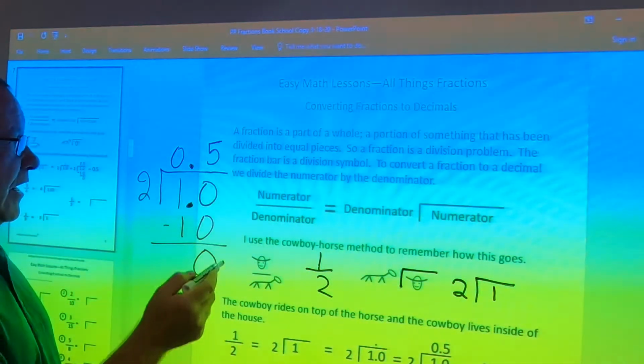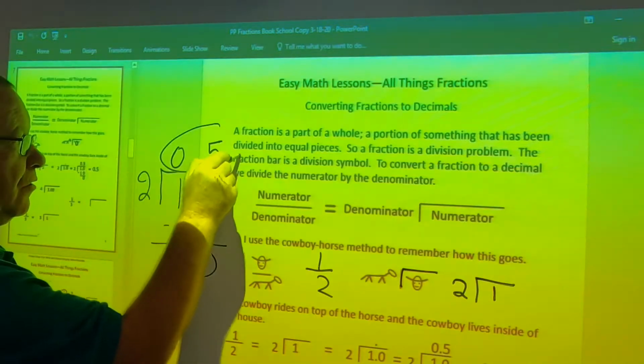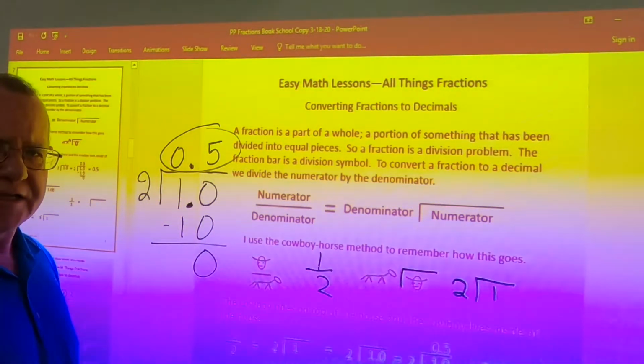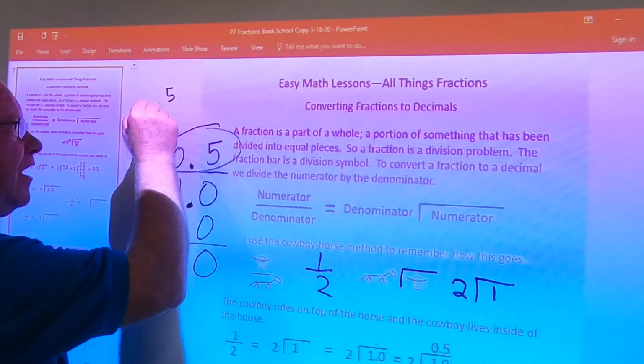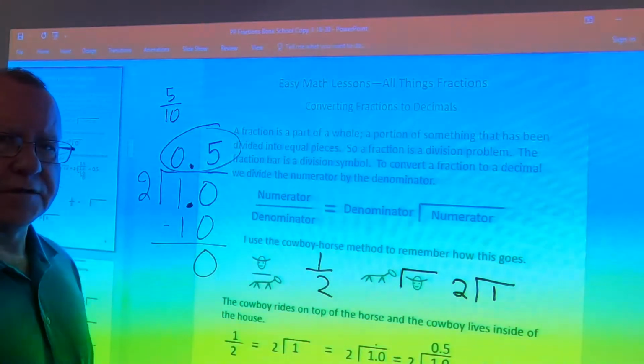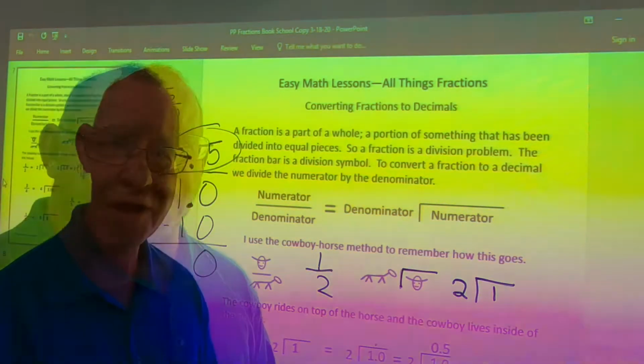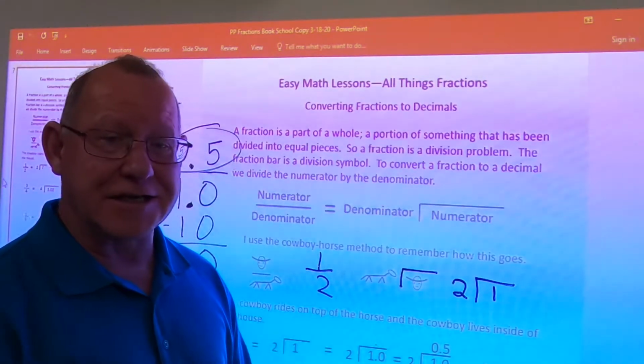So 1/2 would be equal to 0.5, or 5/10. Oh, 5/10. That is a fraction, isn't it? Decimals are fractions. Okay, that's our lesson today.